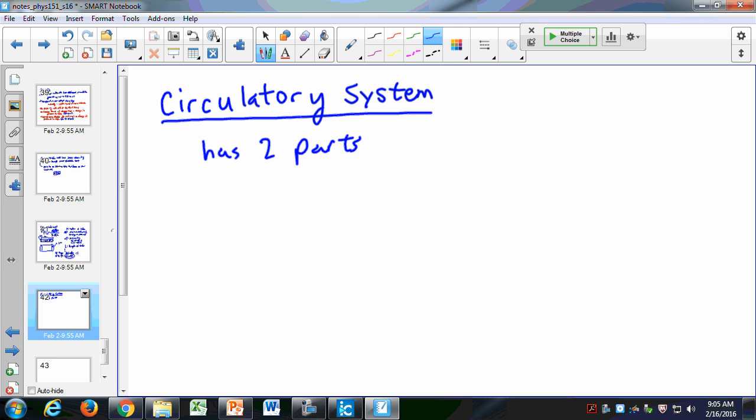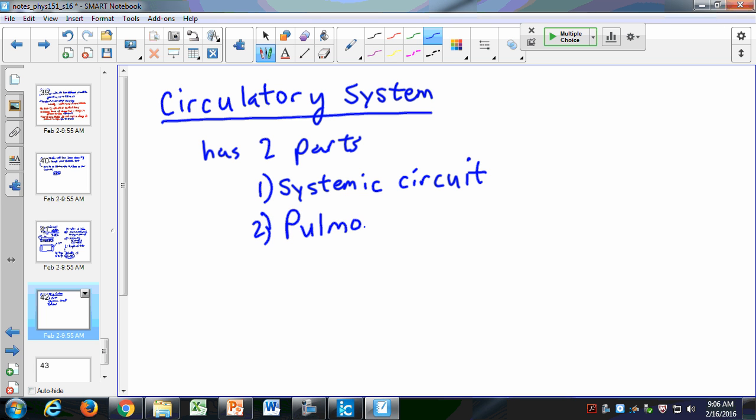But the circulatory system has two parts. You have the systemic circuit. And then what's the second one? The pulmonary, right. The pulmonary goes where? To the lungs, right. And the systemic circuit goes where? It goes out to your body, right. So the pulmonary circuit takes the blood from your heart to your lungs.